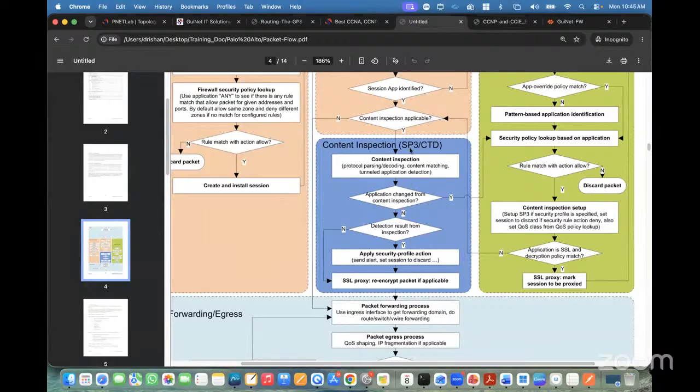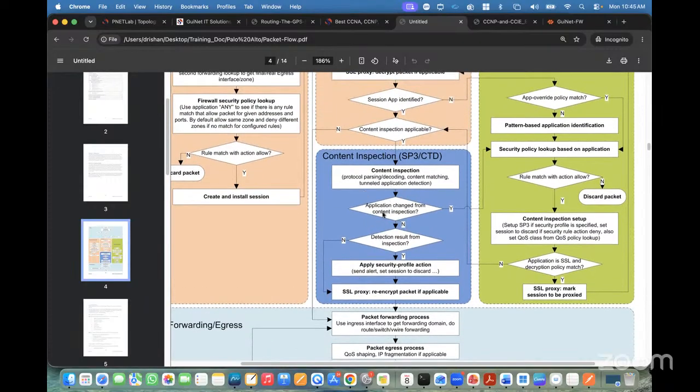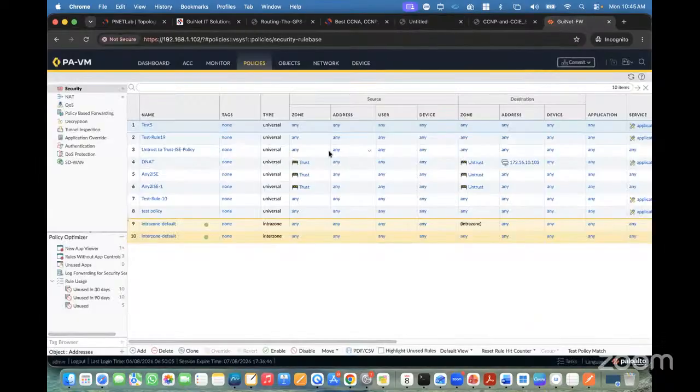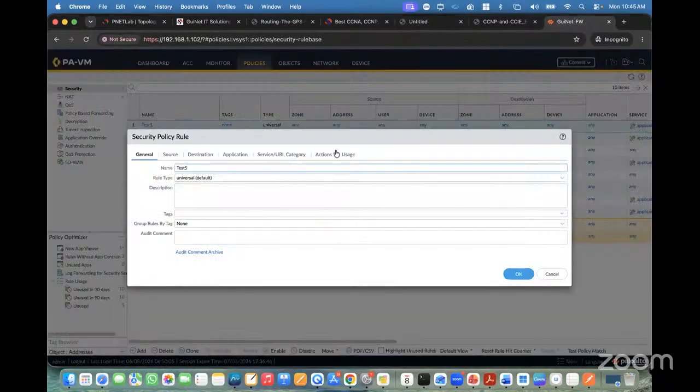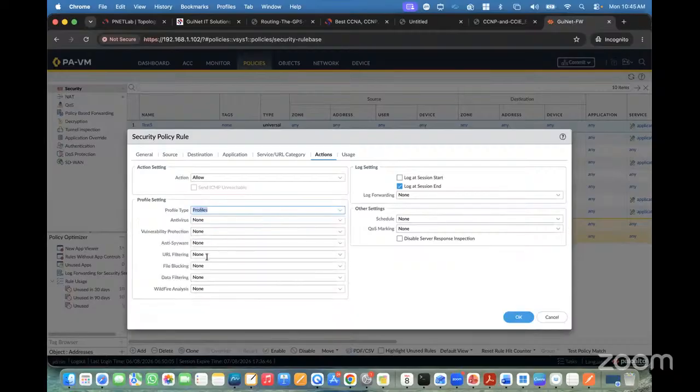So it is simply going to bypass your packet and transmit it. But if you say no, I require content inspection, then once you apply content inspection, it is going to check all the details. It will check for viruses, it will check for vulnerabilities, everything you want to apply here. And based on that, it will take actions.